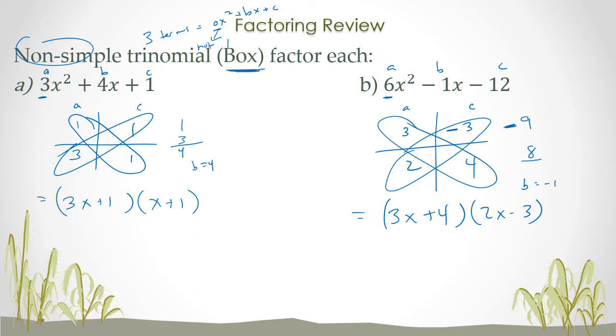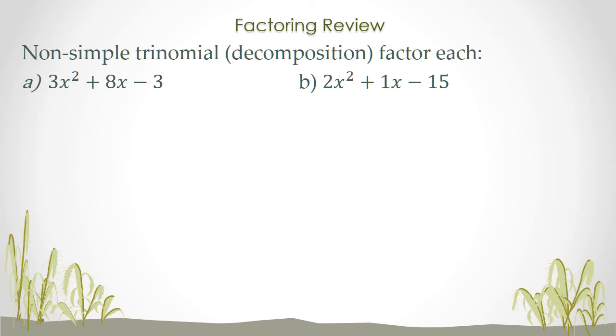So there is the box method. Still doing non-simple trinomials. A is not 1, no common factoring. Now we're going to do decomposition. I like to make a little X here. I like decomposition because it eliminates some of the trial and error, but you still kind of have to be good at multiplying in your head.